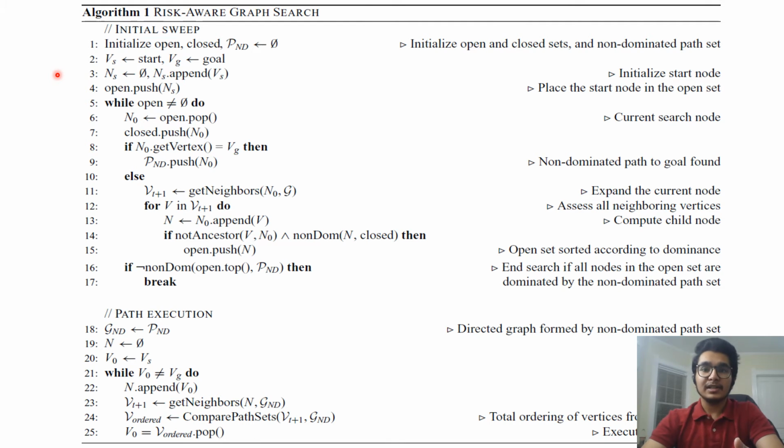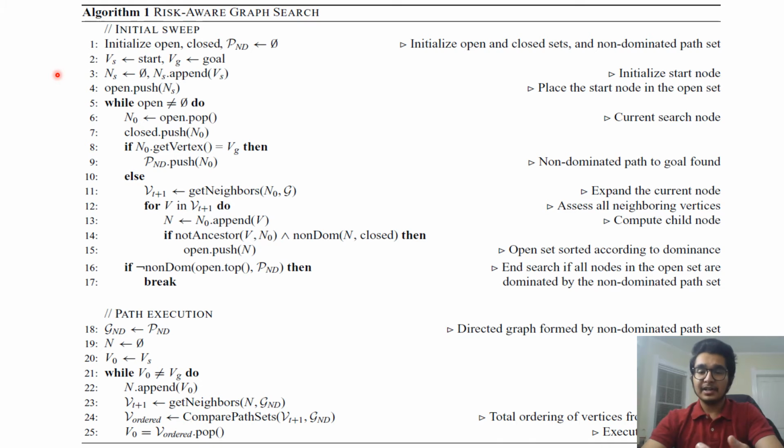The third difference which we can observe is that the first sweep is halted in line 16 when the open set is empty or when any node in the current non-dominated path set is determined to be dominated by the next node to be enlarged from the open set.